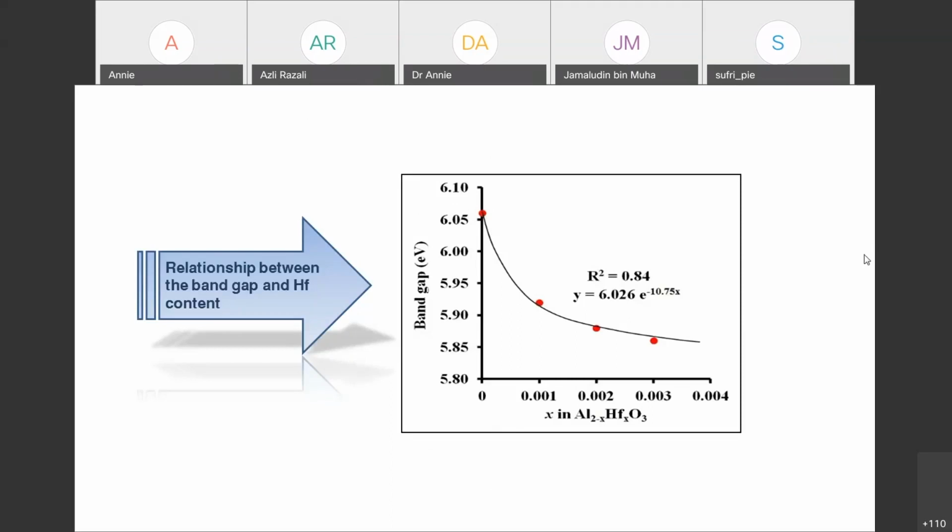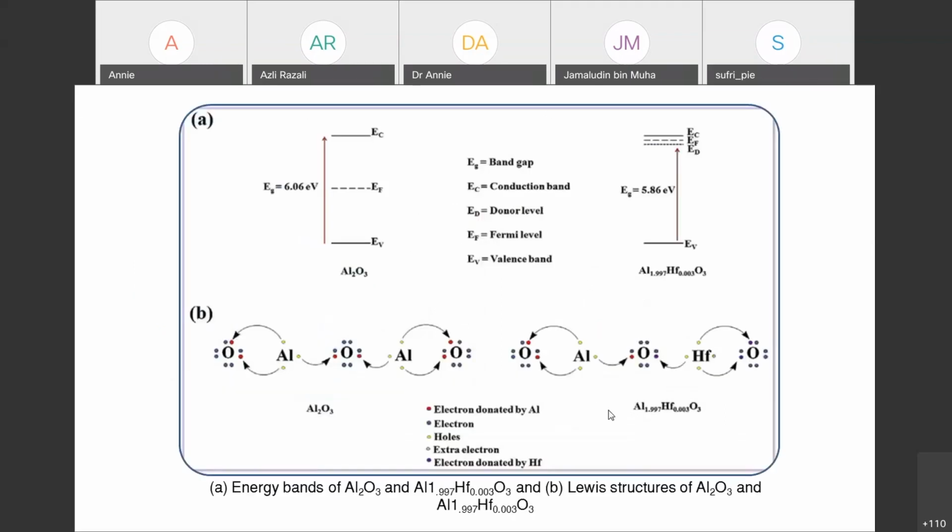Okay, where Eg is the band gap and X is the mole fraction of the hafnium. The decrease in band gap of the hafnium-doped materials is attributed to the presence of the dopant hafnium ions in the crystal lattice.